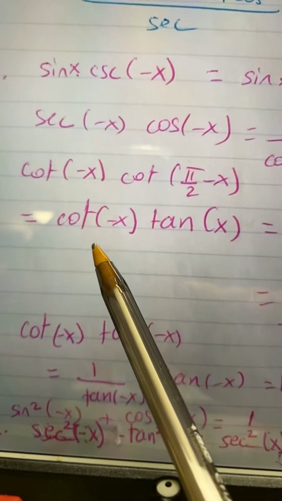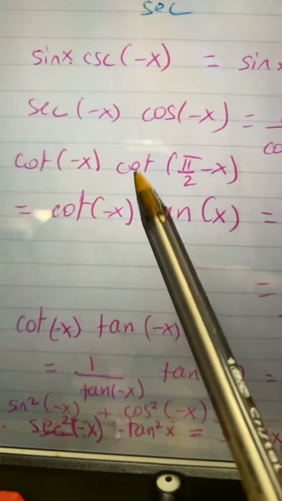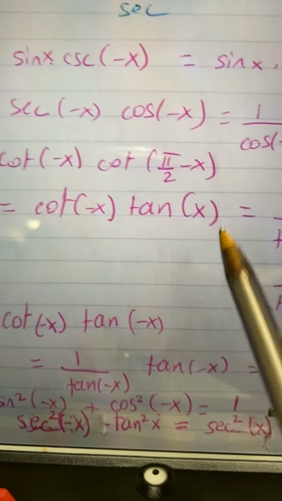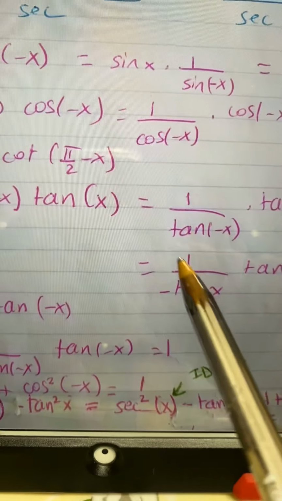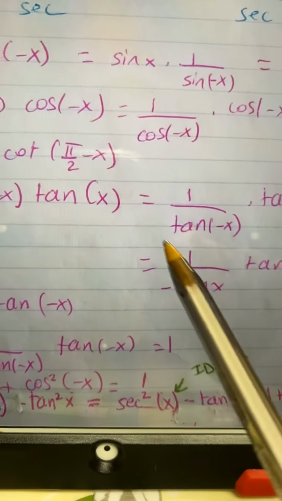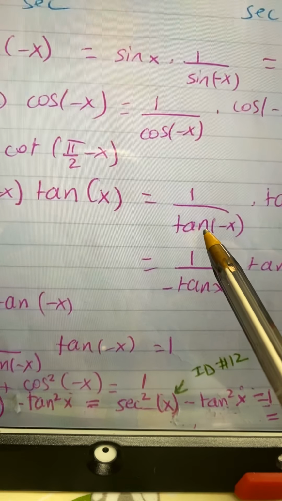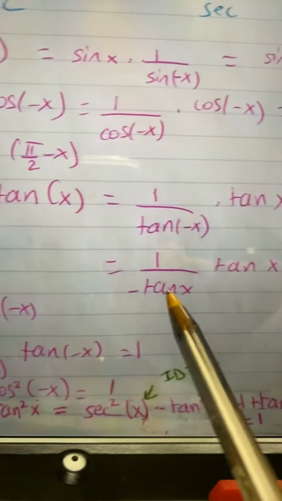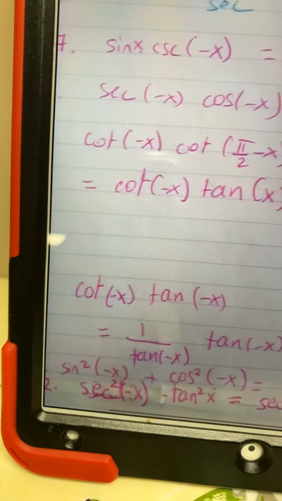Cotan of negative x, copy it down as is. When I see pi over 2 minus x, I know definitely this is changing. The cotan changes into a tan, and tan of x. So cotan of negative x is 1 over tan of negative x. But tan is one of the odd ones because, again, the even are cosine and secant. So this is odd, so it turns to a negative tan of x multiplied by tan, and that simplifies to a negative 1.